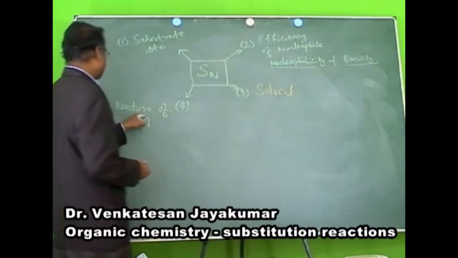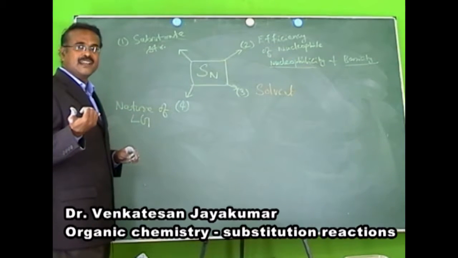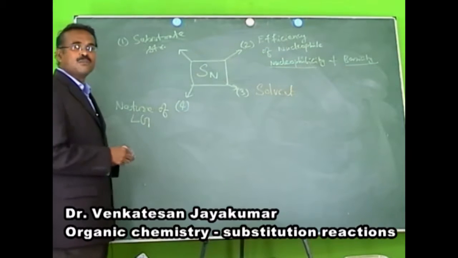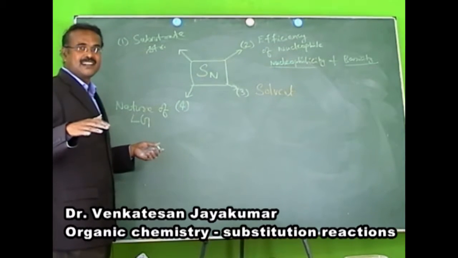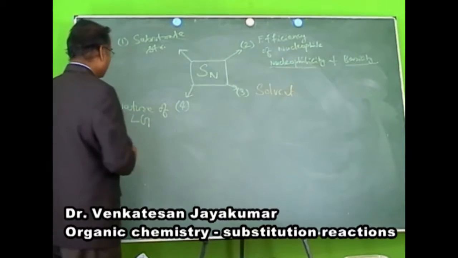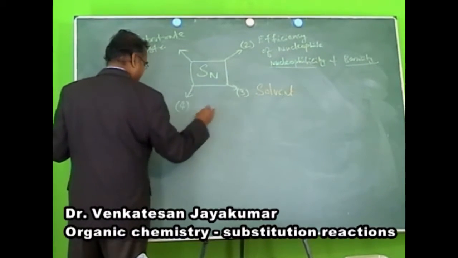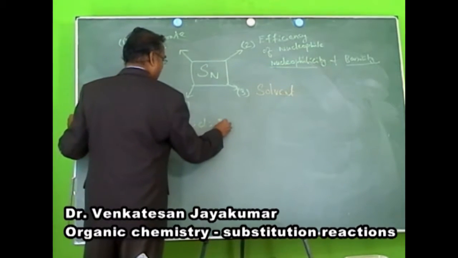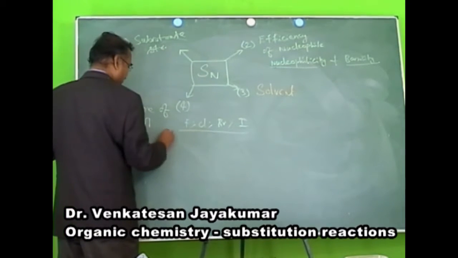Then the nature of the leaving group. If a leaving group leaves the molecule quickly, then the rate increases rapidly. If the leaving group doesn't leave easily, then the rate of the reaction will be less. For example, compare the halogen atoms F, Cl, Br, I. So compare F and I, fluorine and iodine.